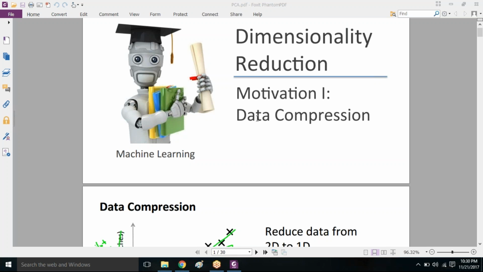PCA is used a lot in image processing, and I will tell you why. The number of features in image processing is in tens of thousands. Even if you have a small image of 100 by 100 pixels, if you flatten it and look at it as a vector, 100 into 100 means 10,000 pixels, and each pixel is a feature. So in image processing you will have 10,000 features. Are you getting my point? 10,000 features are huge.